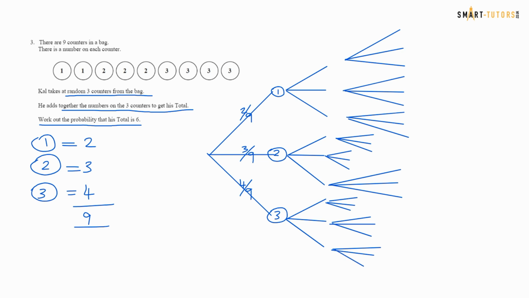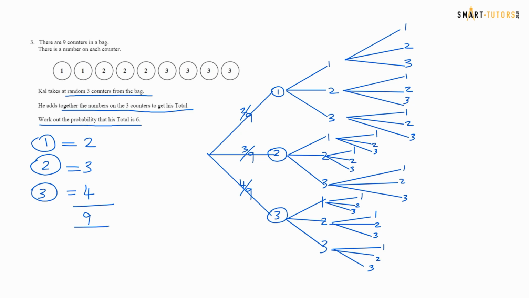So all I'm doing is trying to explain. So this can be 1, 2, 3, 1, 2, 3, and 1, 2, 3, and so on for each branch. Right, let's move on to the next step.